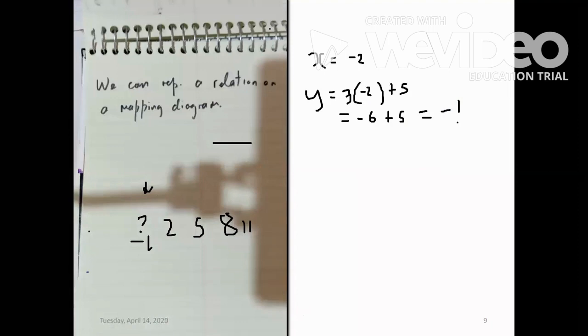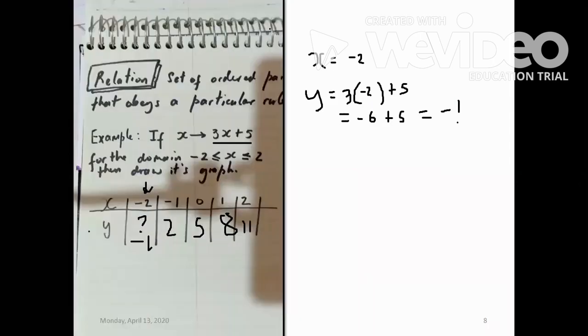All right, so we can represent a relation on a mapping diagram. Hold on here, guys. Let me go back to the previous slide. Forgot to mention something.